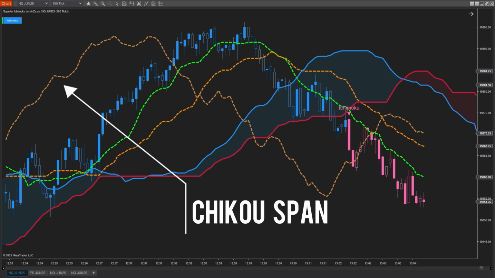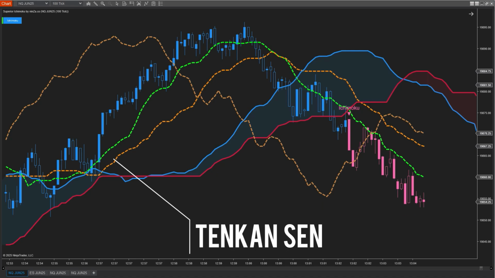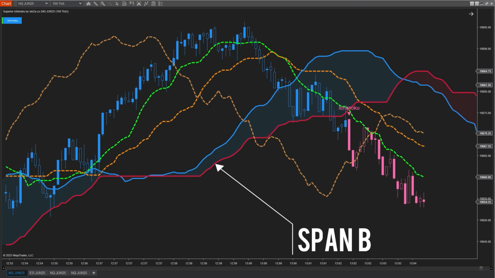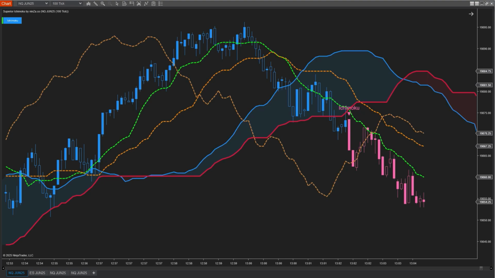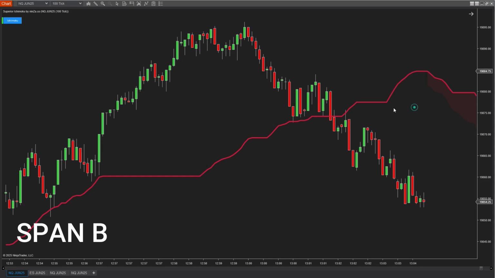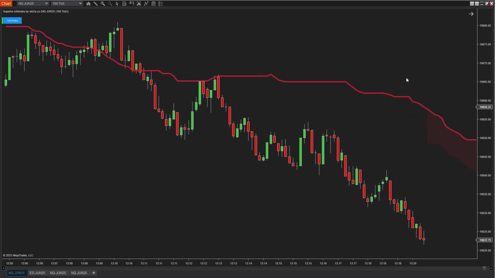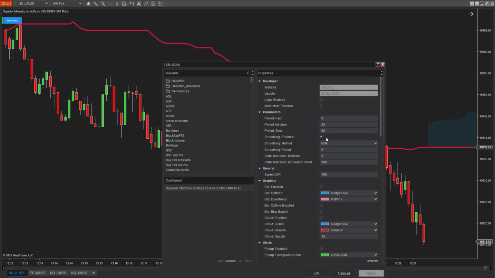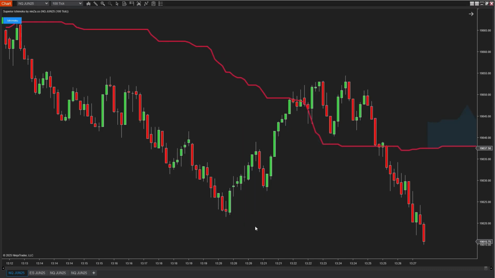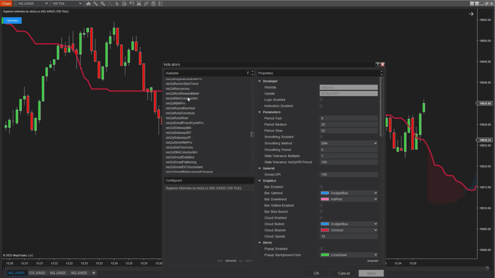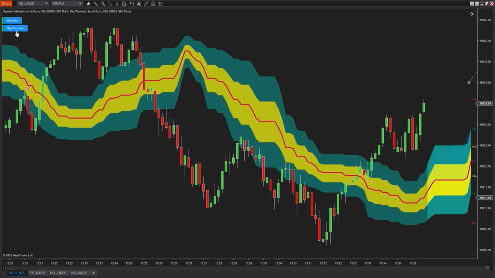Ichimoku Cloud consists of 5 key components: Chikou Span, Tenkan Sen, Kijun Sen, Senkou Span A, Senkou Span B. Instead of analyzing all components of Ichimoku, I will remove unnecessary elements from the chart and focus on the most important one for this indicator: Span B. Span B is calculated as the average of the highest high and lowest low over a specific price cycle. It plays a key role in identifying trends and potential support and resistance zones. As you scroll through the chart, you will notice that only one red line remains. This is Span B. Now let's take a look at what we have done with it.